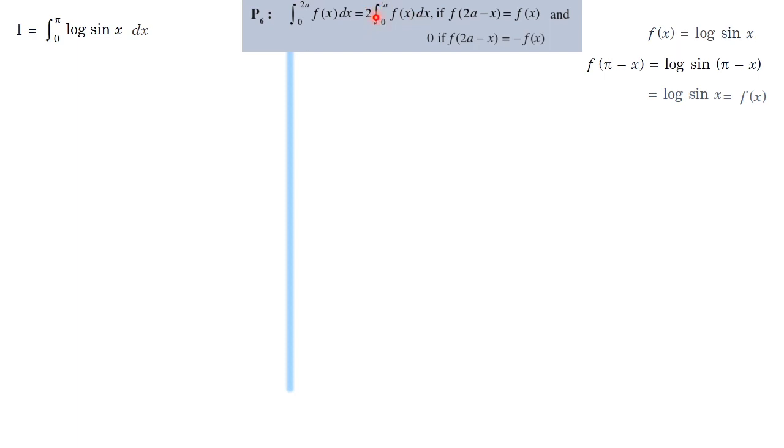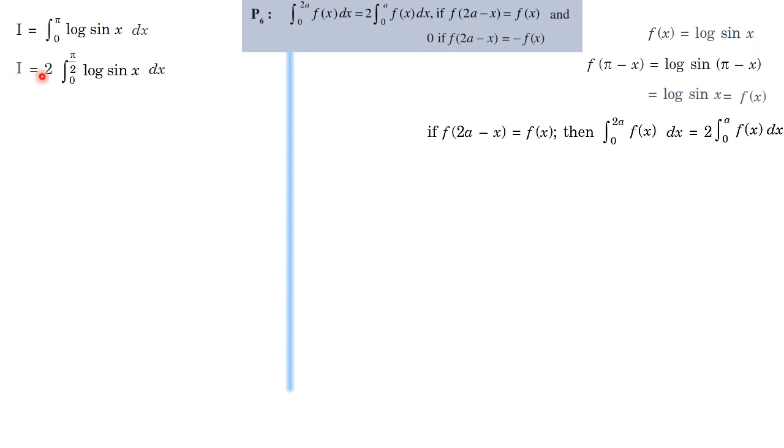So 2 into integral 0 to a means here the upper limit is 2a. Here the upper limit is a, that means half of 2a. According to our question, the upper limit is pi, so when we take half, pi by 2 will be coming. So the property we are going to use is this one. That is I is equal to 2 into integral 0 to a, means half of 2a, that is a. So 0 to pi by 2 f of x dx, that is log sin x dx. The only thing we have changed is the limit, 0 to pi by 2, and here there is a 2. Okay, then label it as equation number 3.